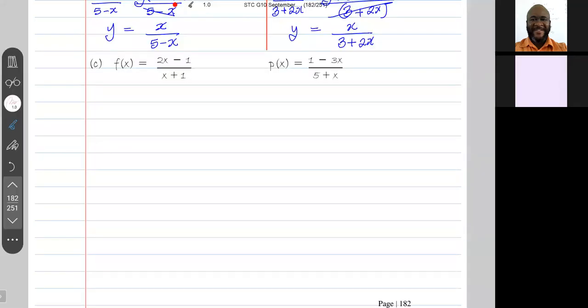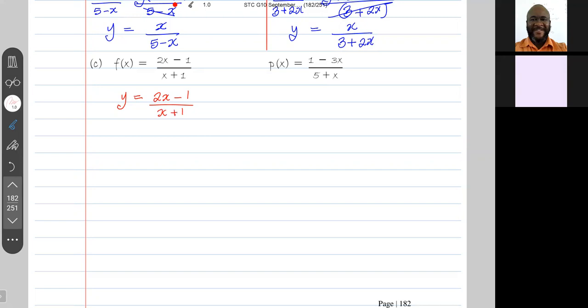All right, so continuing, here at C, we have f of x is equal to 2x minus 1 over x plus 1. And we need to find an expression for f inverse of x. Now, finding the inverse of a function is a 4-step process, and step 1 is to take out f of x and say y is equal to 2x minus 1 over x plus 1.